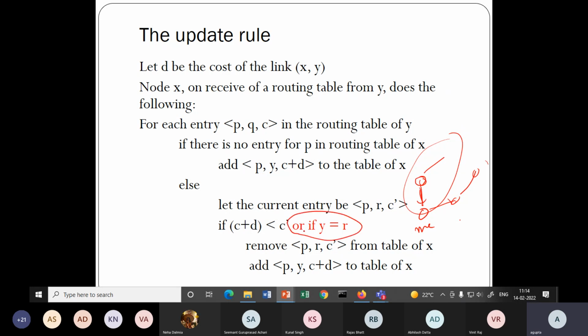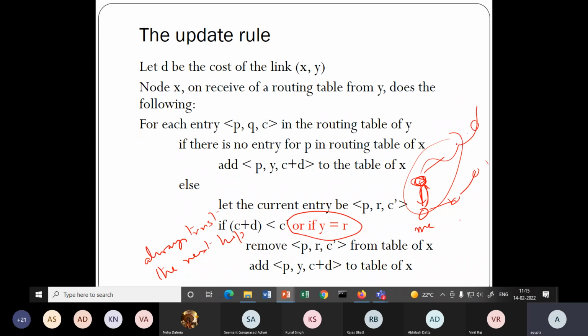But then there is this one case. This is what we say: always trust the next stop. Even if the route cost is not less, if I see the route is coming from this node, and the route that I have is actually through this node, the already existing route, then I will update it anyway. Because I have earlier updated this with this as the next stop, with the information that it has about the rest of the network.